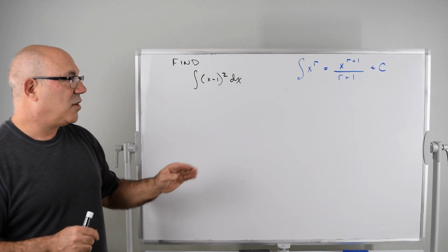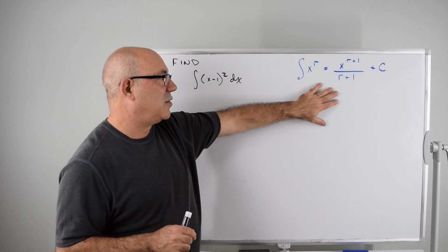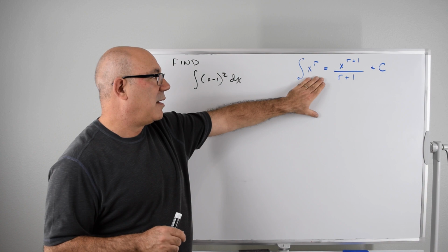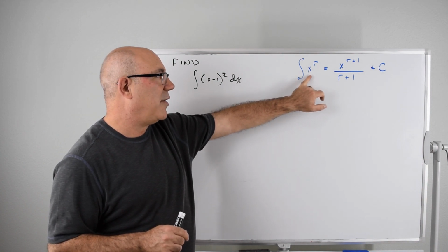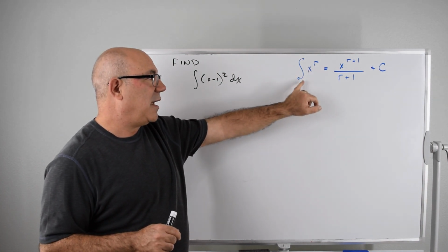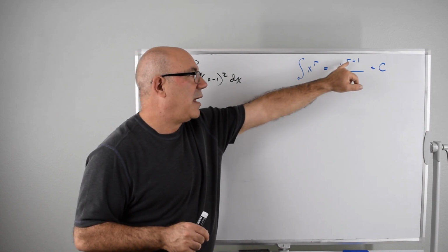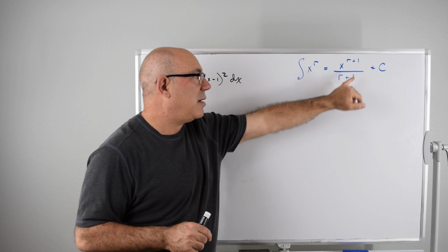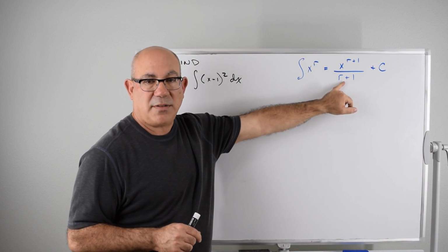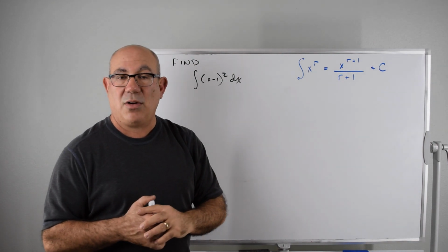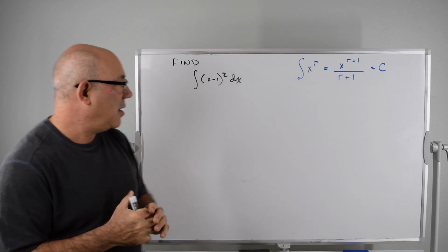Okay? And so, the rule of integration we're going to use on this function is: if you have a function with a variable raised to a power, to integrate it, you take the variable, add 1 to the power, and then divide by 1 plus the power. And then add a constant. And this will give you the integral of that function, okay?